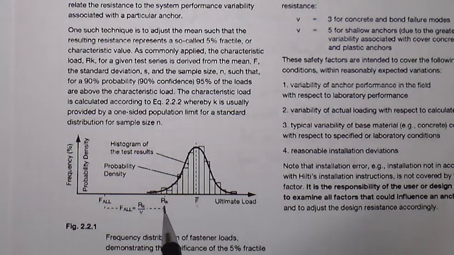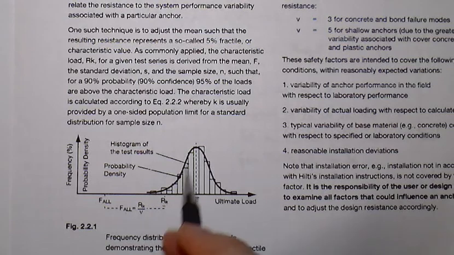And they're saying, well, okay, we're going to come down here to this R sub k, which they call the characteristic load, and they're going to use that as their basis from which to divide by the factor of safety and come up with the allowable load. And the question then is, what should that R sub k be, given that we have a distribution that's actually centered over here, potentially at F bar.